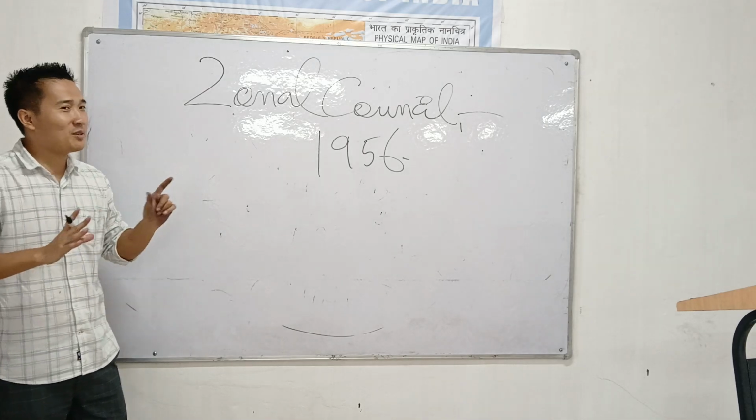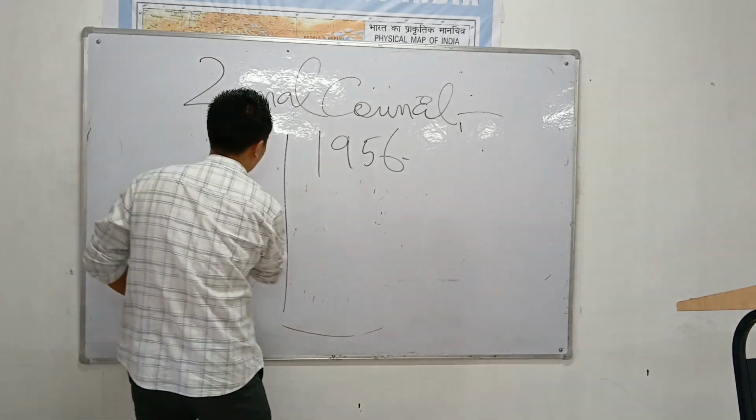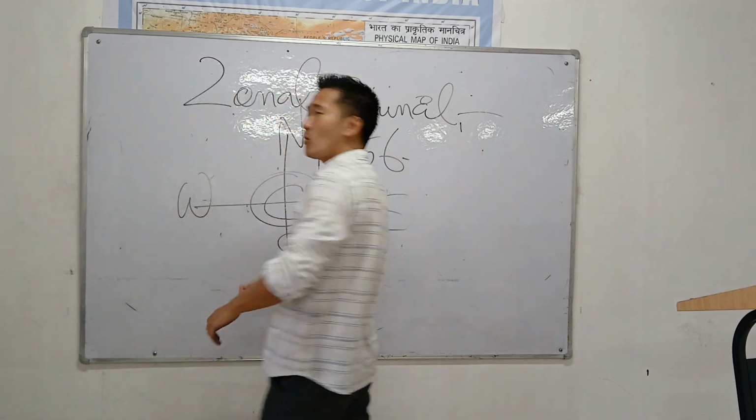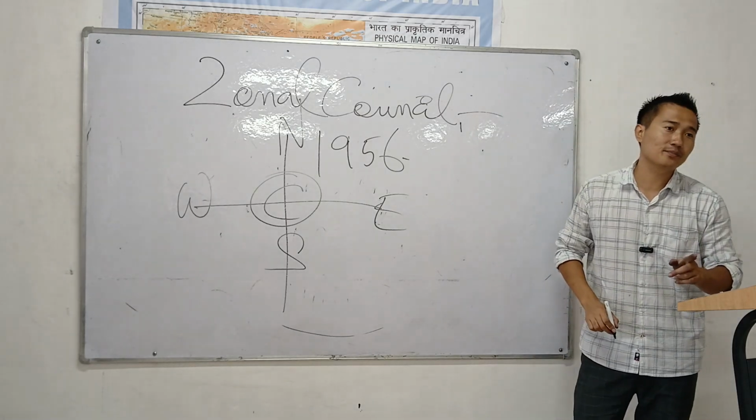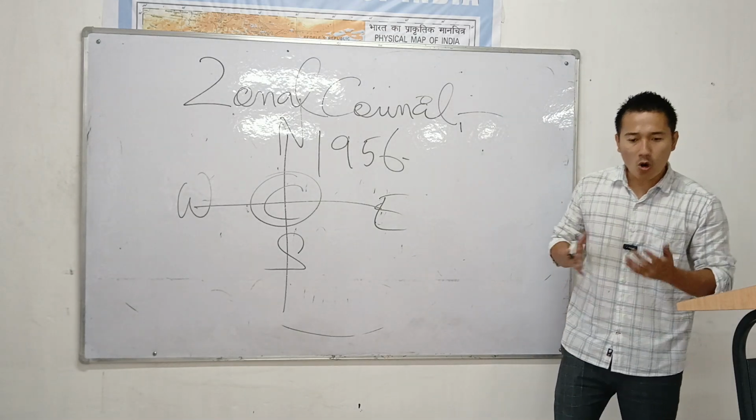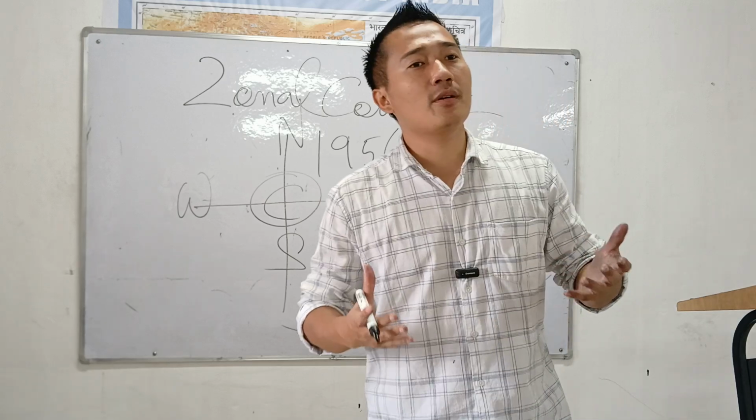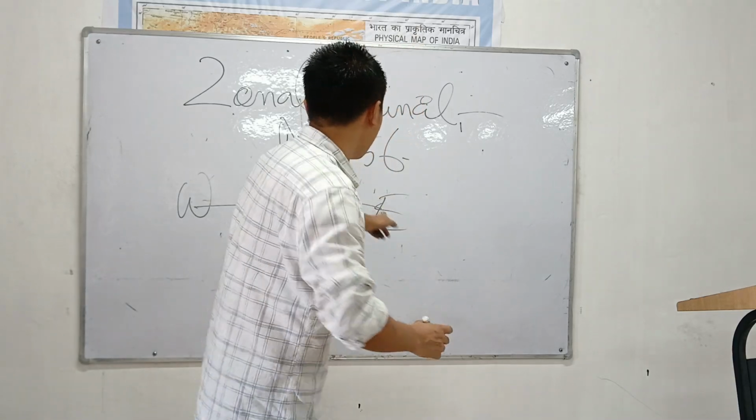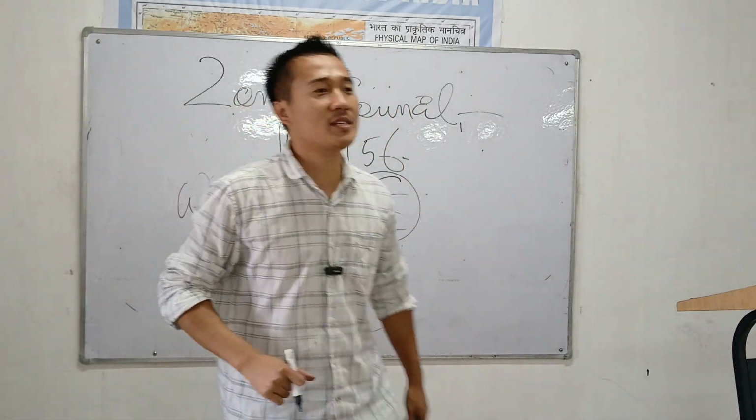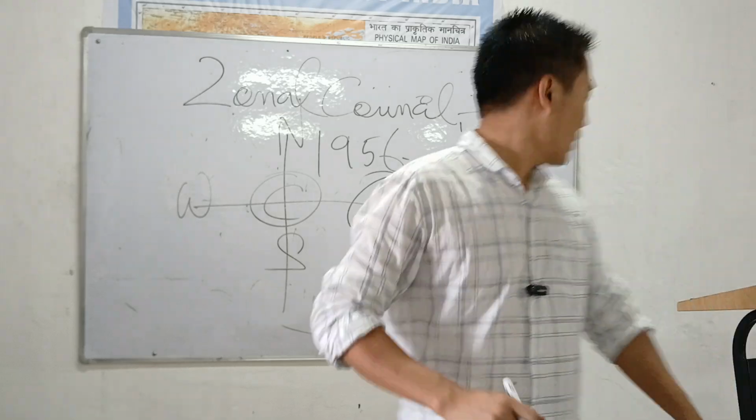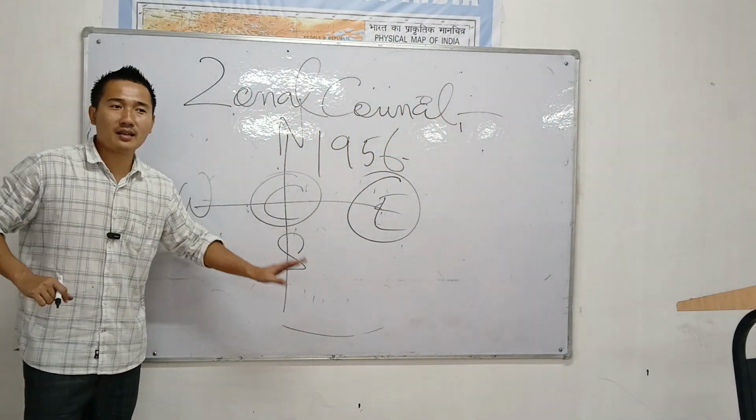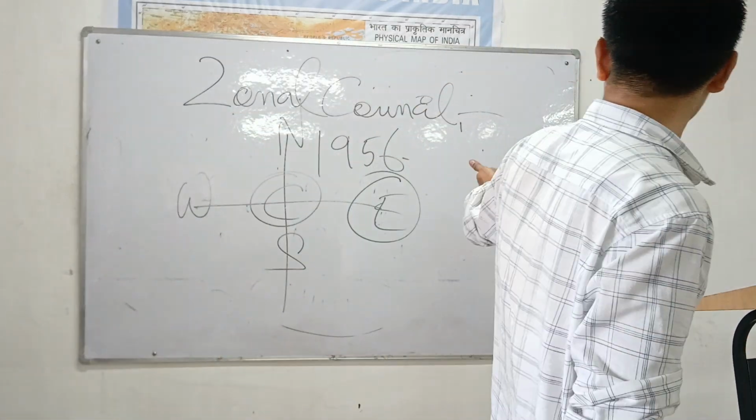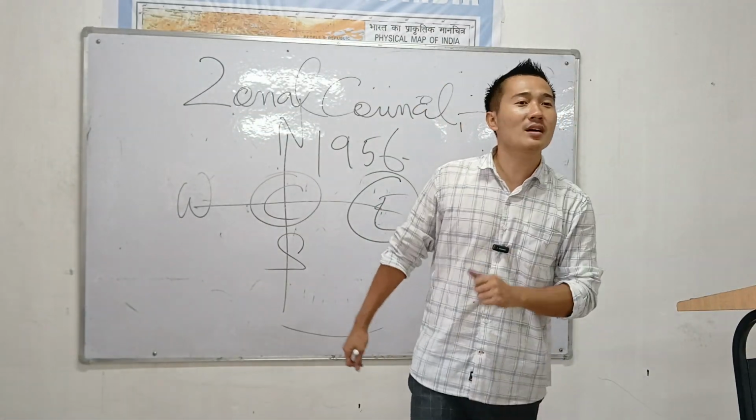When it was created, we had just 5 zonal councils: North, South, West, East, and Central, in the year 1956. Northern Zonal Council consists of Jammu and Kashmir, Ladakh, Himachal Pradesh, Punjab, Haryana. Eastern: Bihar, Orissa, West Bengal. Southern: Andhra Pradesh, Kerala, Karnataka, Tamil Nadu. Western: Gujarat, Maharashtra. Central: Uttar Pradesh and Madhya Pradesh.